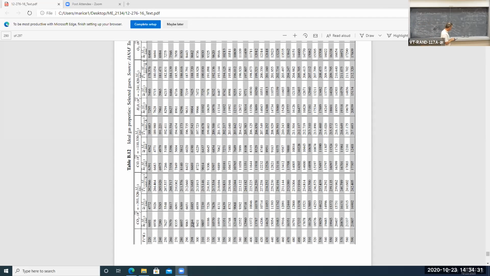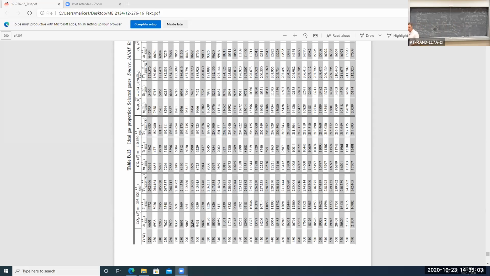So 17,678 minus 9364 minus 393,520, and I end up with negative 385,206 kilojoules per kilomole. So that's H bar for the CO2. Check.